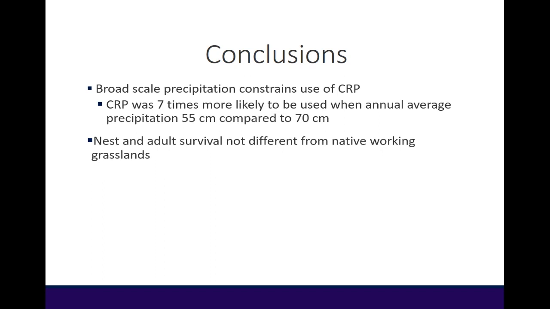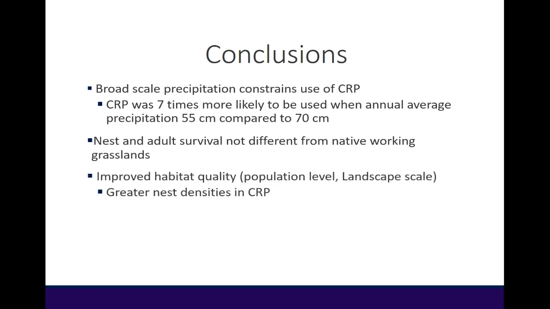I didn't talk about this. I didn't have enough time to get through this. We did a lot of vital rate estimation and population matrix modeling, and we found that nest and adult survival did not differ between native working grasslands and CRP. So we can rule out the thought that maybe all these birds are moving into CRP and dying, that it's an ecological trap. We found relatively the same demographic rates in CRP and native working grassland.